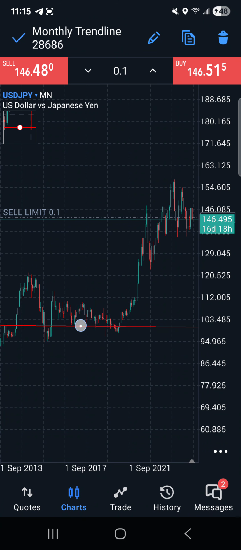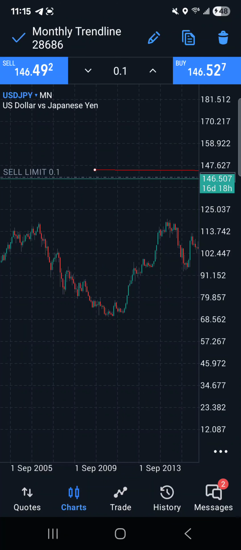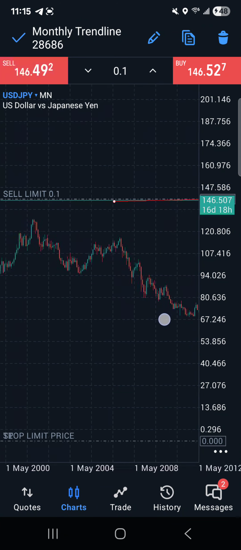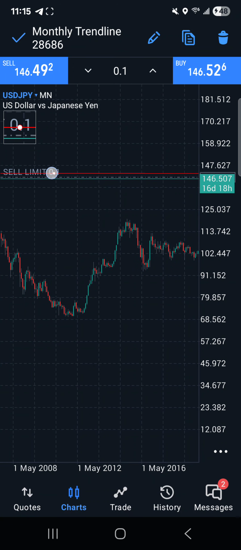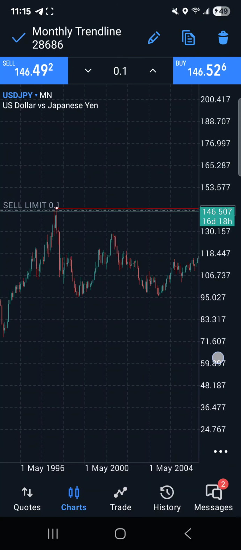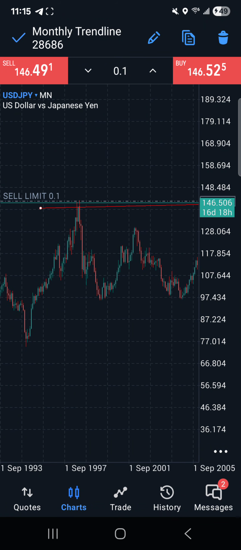Then price gave us another break of structure of that high into this area, and then into this area. So let's see where that area takes us on the chart. That area takes us to this high.